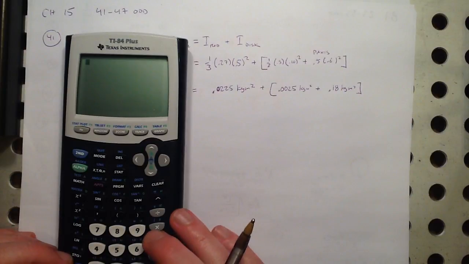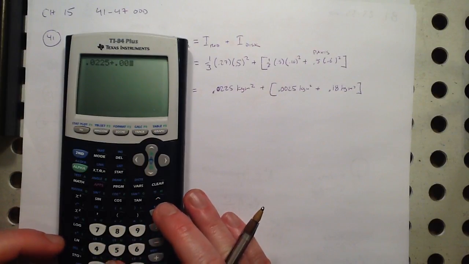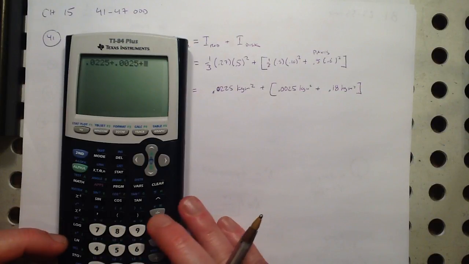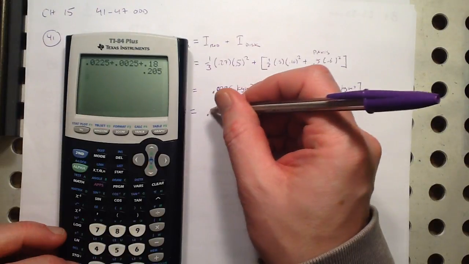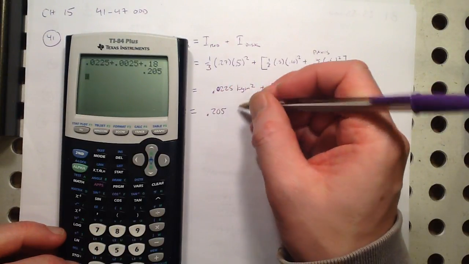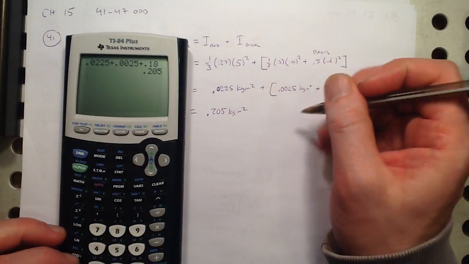I've got 0.0225 plus 0.0025 plus 0.18. I get a total rotational inertia of 0.205 kilogram meters squared.